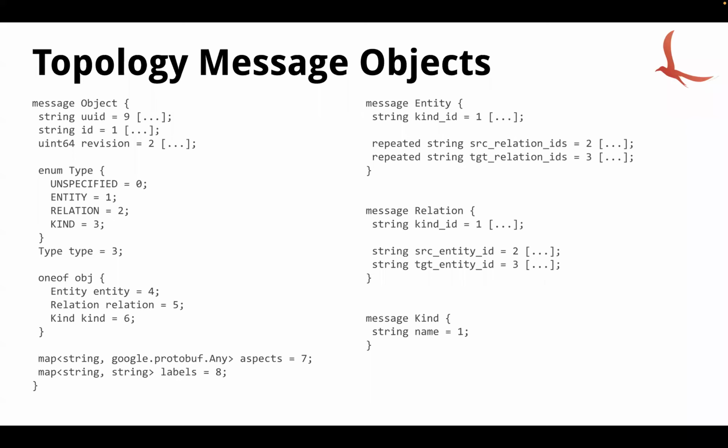All of them have basically a set of aspects. It's strictly speaking a map, but it's really a set of type values. And then there is a map of string labels. Then the entity itself has a kind ID to which kind it belongs. It's just a symbolic link, effectively. We also provide an array of relations that this object is a target of and a source of.